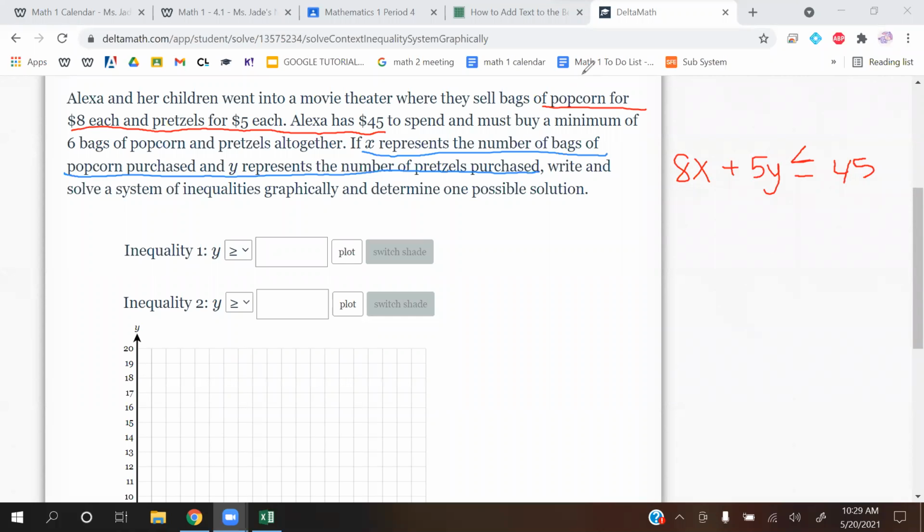Then there's also, what color should I use? I'll use this one. Must buy a minimum of 6 bags of popcorn and pretzels altogether. So bags of popcorn and pretzels altogether would be x plus y. And she wants a minimum of 6. So minimum means you can be greater than 6 or you can be equal to 6. So x plus y is greater than or equal to 6.